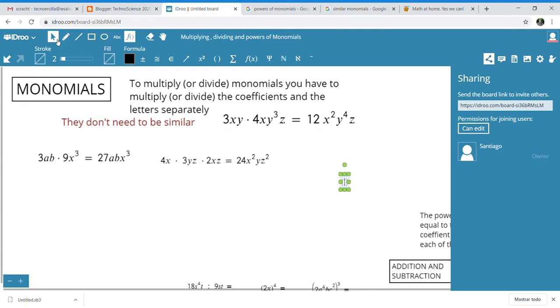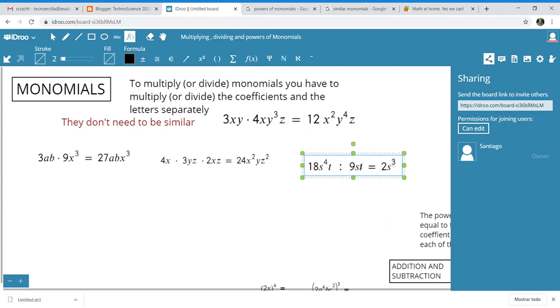What about the division? The division is the same, because in the rule you have to multiply or divide monomials. You have to divide the coefficients and the letters separately. So here you have an example of a division. In a division, instead of multiplying, you divide. 18 divided by 9, we divide the coefficients, 2. x to the power of 4 divided by x. When you divide powers with the same base, you leave the same base and subtract exponents. Then this is the exponent 3, because 4 minus 1 is 3.